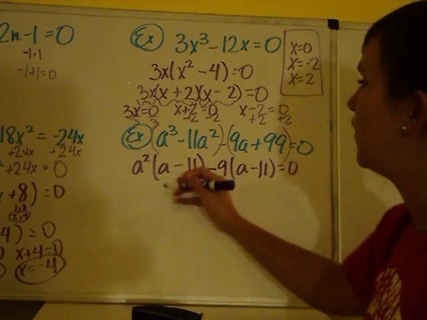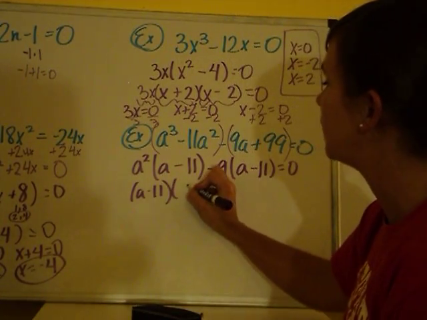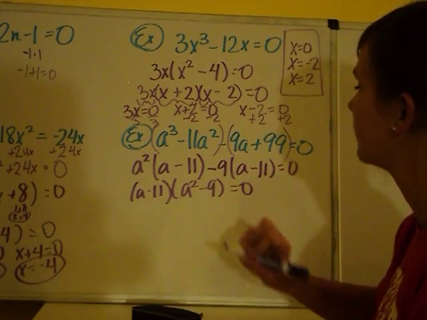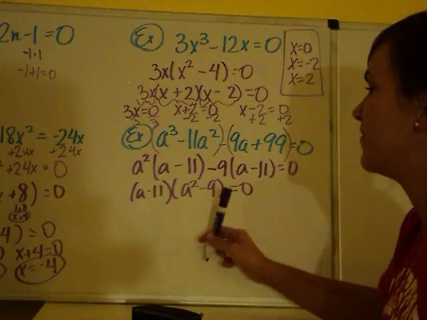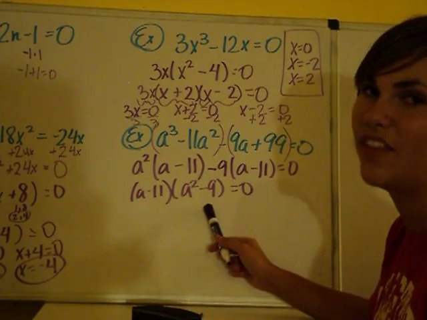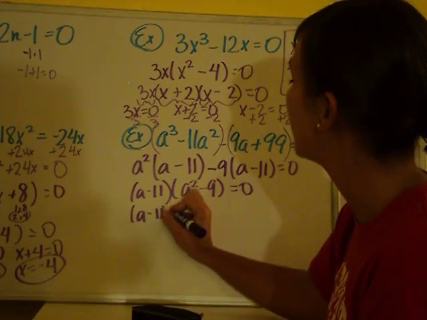Okay, these both share an a minus 11. And my leftovers are a squared minus 9. Oh my goodness! Difference of 2 squares. What are the chances? I know, you are loving this problem right now.